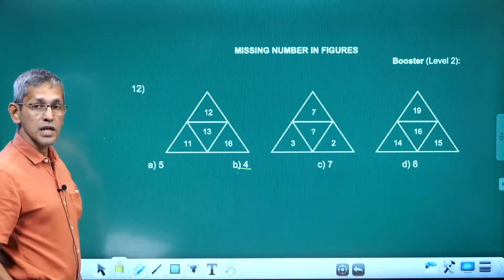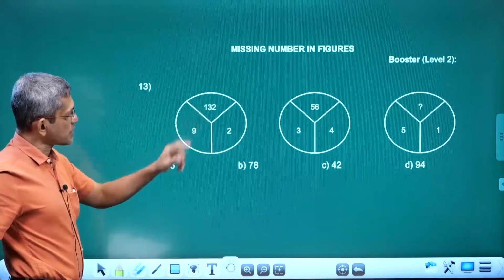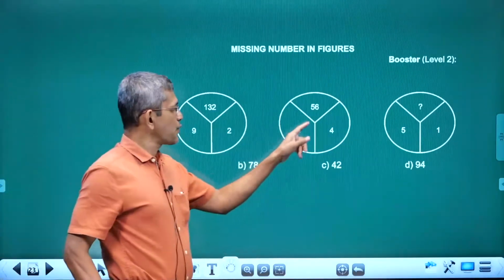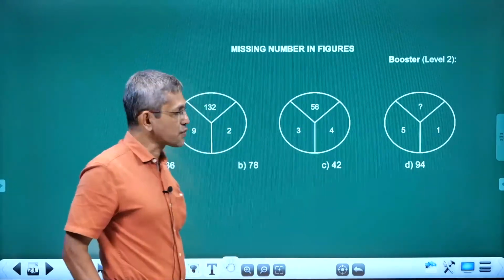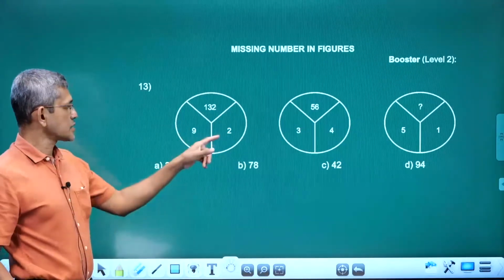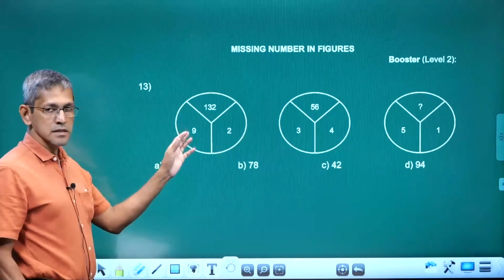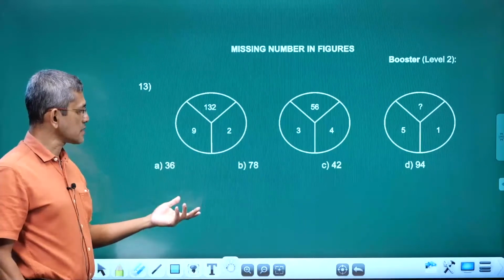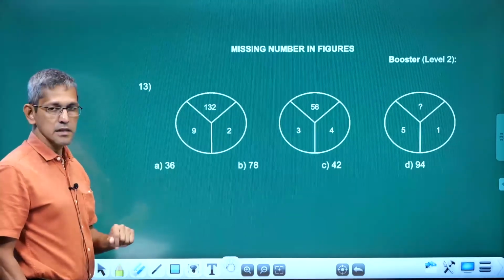So let's go for the next. 132, 9, 2. Okay, so 9, 2 and 132. 3, 4 and 56, 1, 5 and something is missing. So what is the pattern? 9 and 2, 132. What do you see there? 9 plus 2 is 11. 11 and 132, is that a connection? Or 9 into 2 is 18.